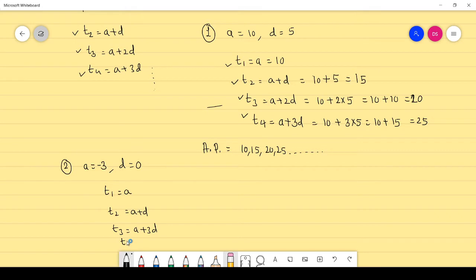And the fourth term is denoted by a plus 4d, right? I'm going to write it down over here itself. A is equal to what is given? Minus 3 is given. Now we got the first term, that is a equal to minus 3.